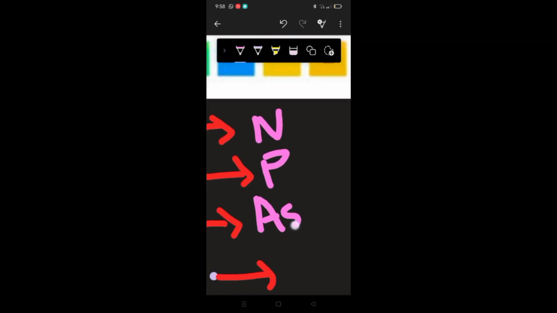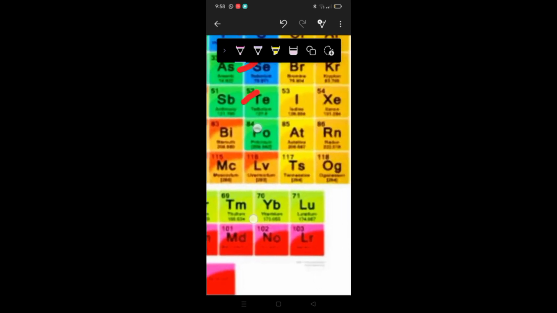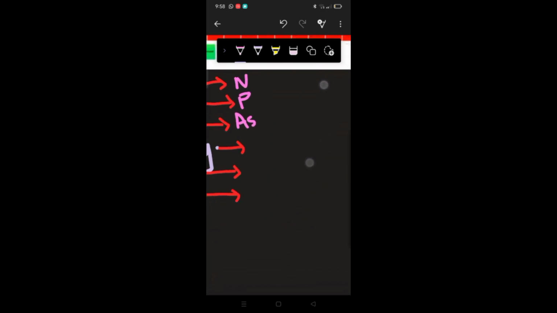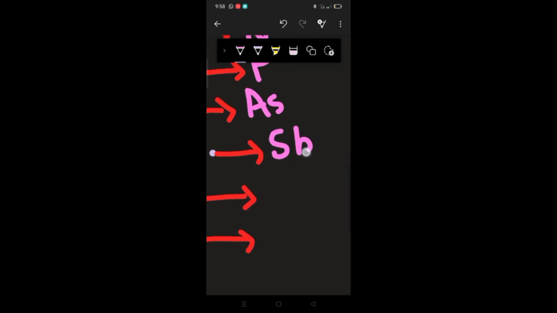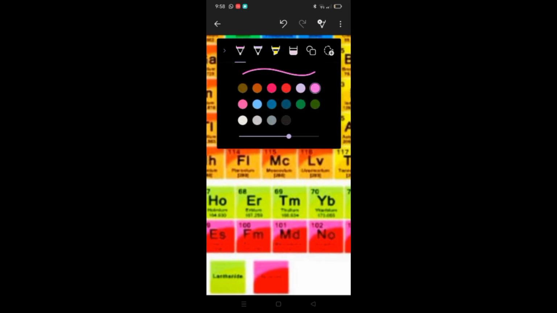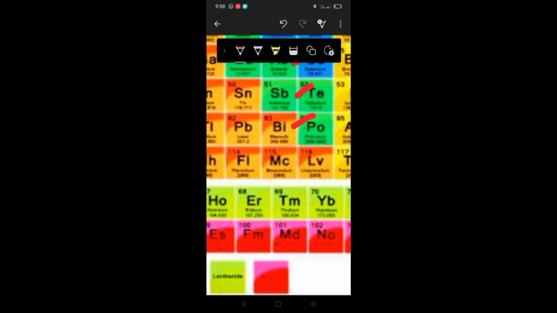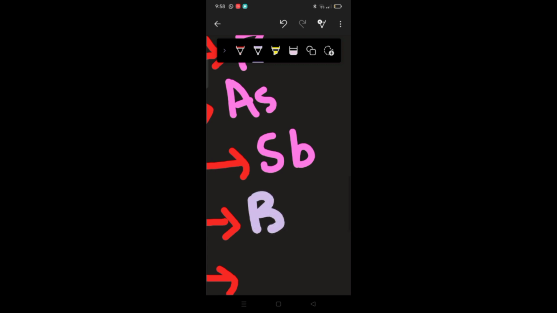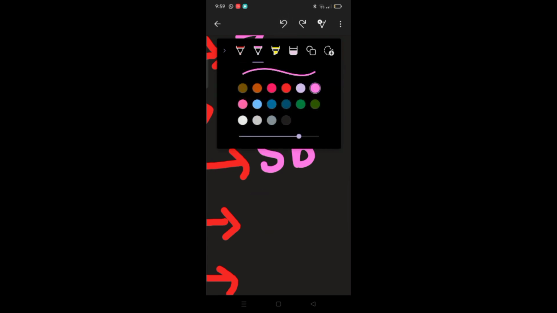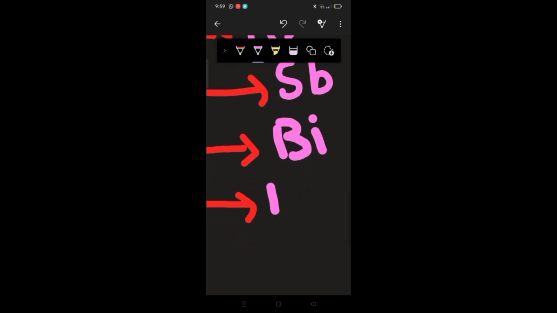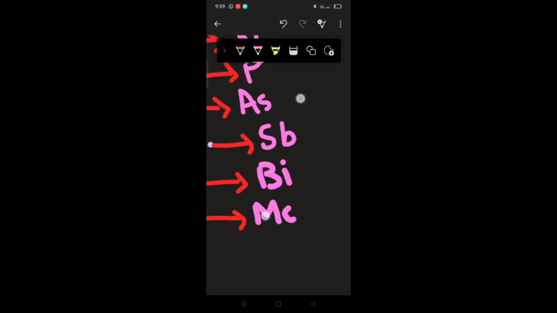Then we have antimony and its symbol is Sb, capital S and small b. Then we have bismuth and its symbol, as you can see here, is Bi, capital B and small i. Then we have capital M and small c for moscovium.